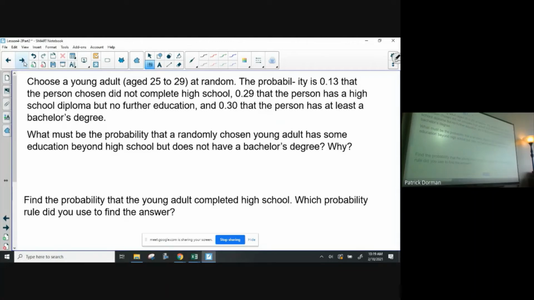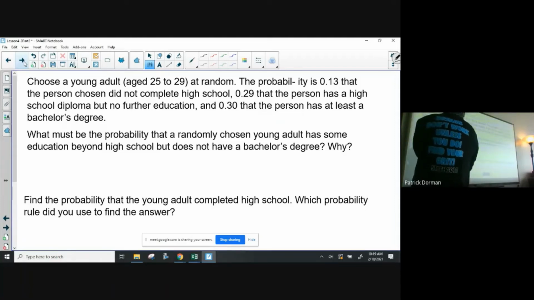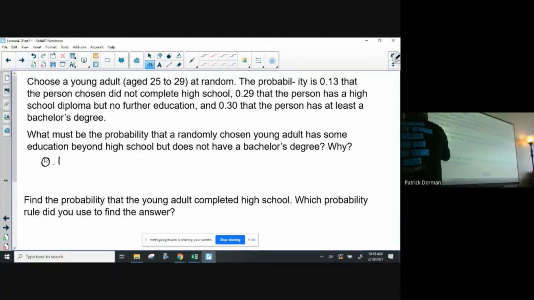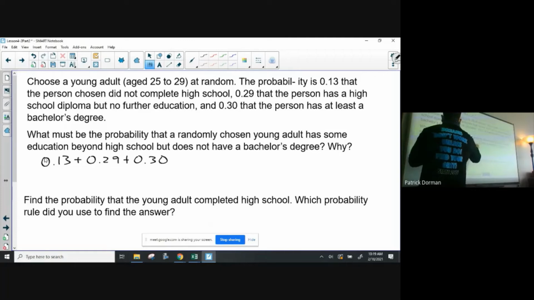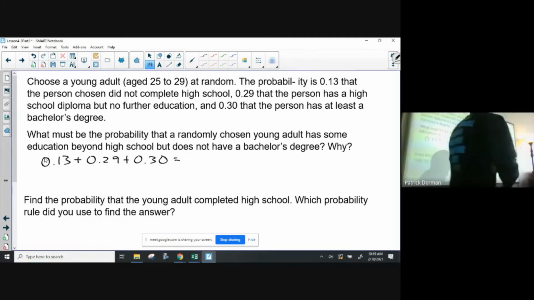Why? Well, what in the world? I never read anything about a person having some education beyond high school but not a bachelor's degree. Those people are not in the original setup. So I'm thinking maybe the probabilities that they gave us don't add to 1. Let's check that real quick. Let's see if there's a missing number, and we'll be able to find it using our complement rule if we need to. What is that sum?